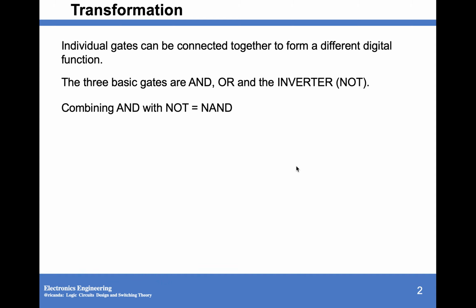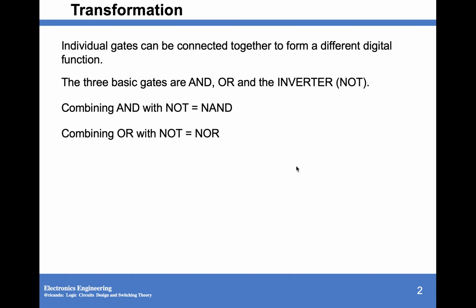If we combine an AND with a NOT, or with an inverter, it is called the NAND. An OR with an inverter, or the NOT, is called the NOR. These two gates, the NAND and the NOR, are called the universal gates because they can perform any function of other gates.